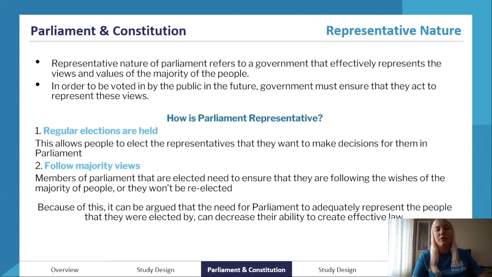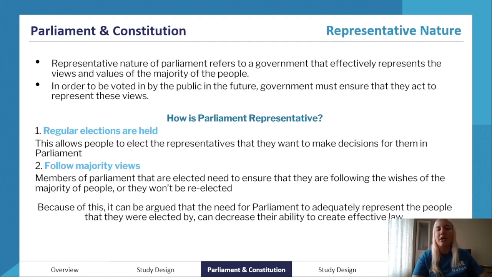So the two ways you need to know in which we ensure that parliament is representative, one is regular elections being held. This allows people to elect representatives that they want to make decisions for them in parliament, as we talked about. And the other one is following majority views. So members of parliament that are elected, the ones that become the government party, the party in charge and with the most power, need to make sure they're following the wishes of the majority of the citizens of Australia. Otherwise, they will not be re-elected again at the next election.